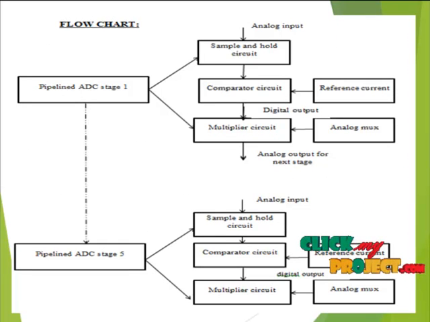Let me show our process flow diagram. In our process we give an 11-bit analog input to the ADC, and for the main pipeline ADC stage we use 5 stages of the pipeline ADC conversion process. Now I'm describing the first pipeline ADC stage.